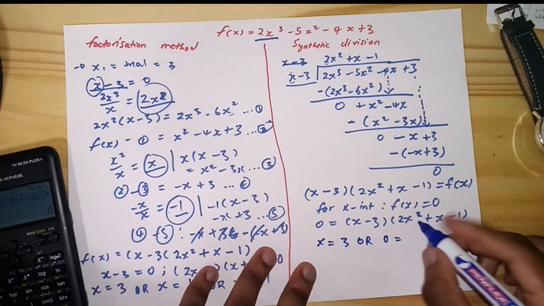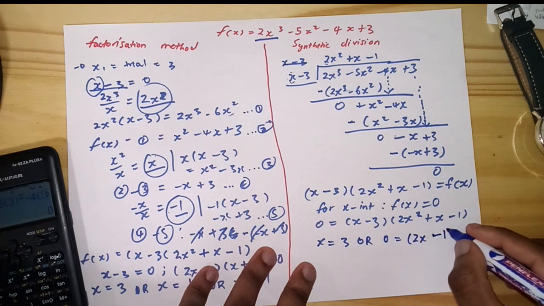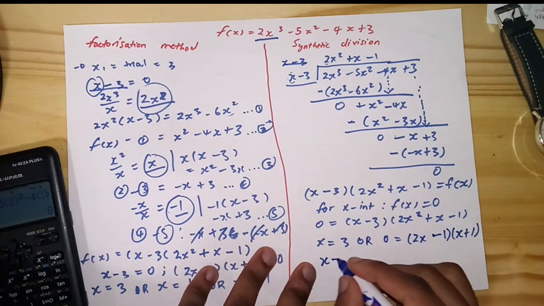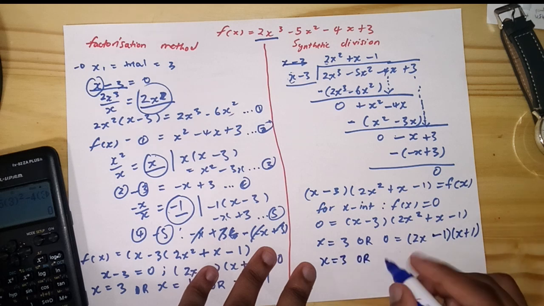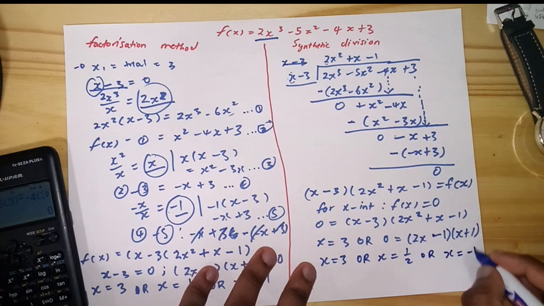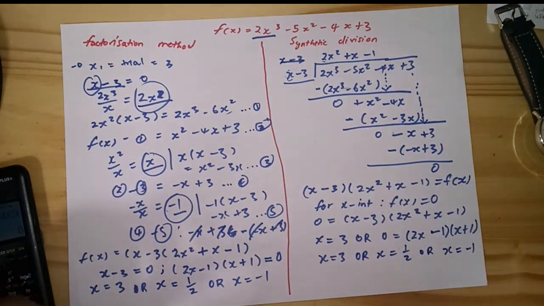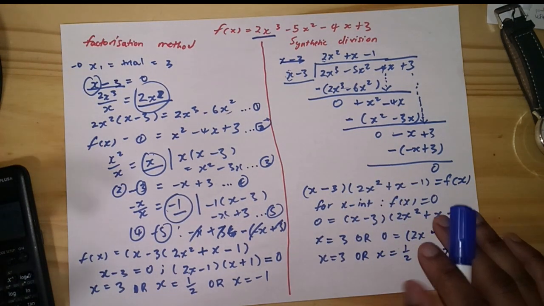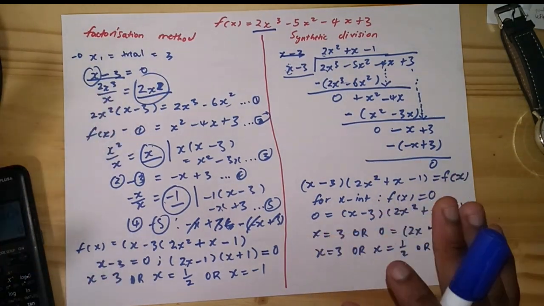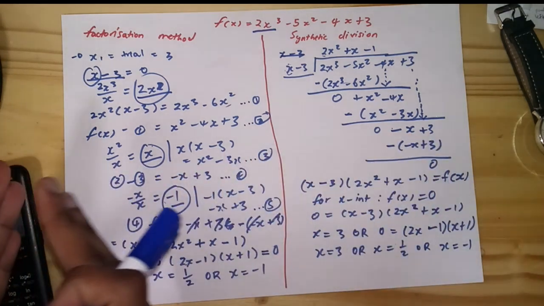Or 0 is equal to 2x minus 1 into x plus 1. Then as you move forward, x is equal to 3, or x is equal to 1 over 2, or x is equal to minus 1. So based on how fast I did the rest of these, you can determine which one is more efficient. This one was faster, this one was a bit slower. You yourself can determine which one works for you, depending on whether you remember how the other one works and how the other one does not work.